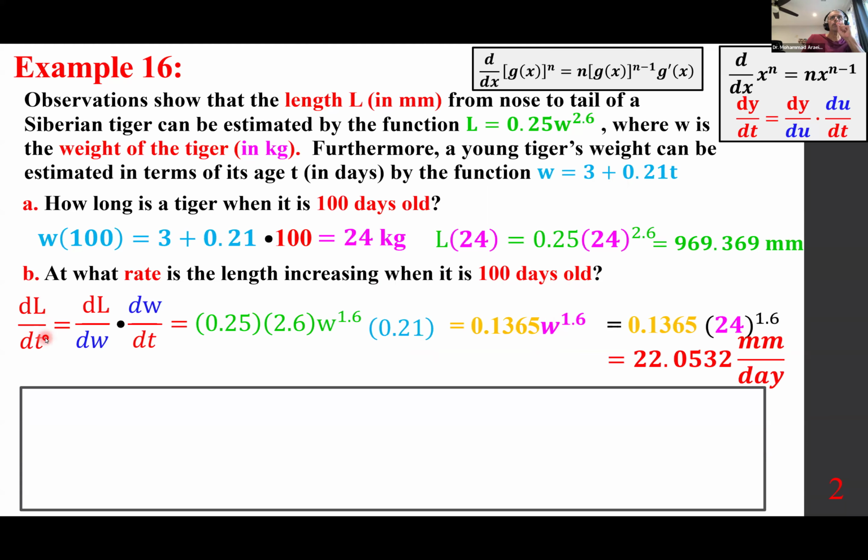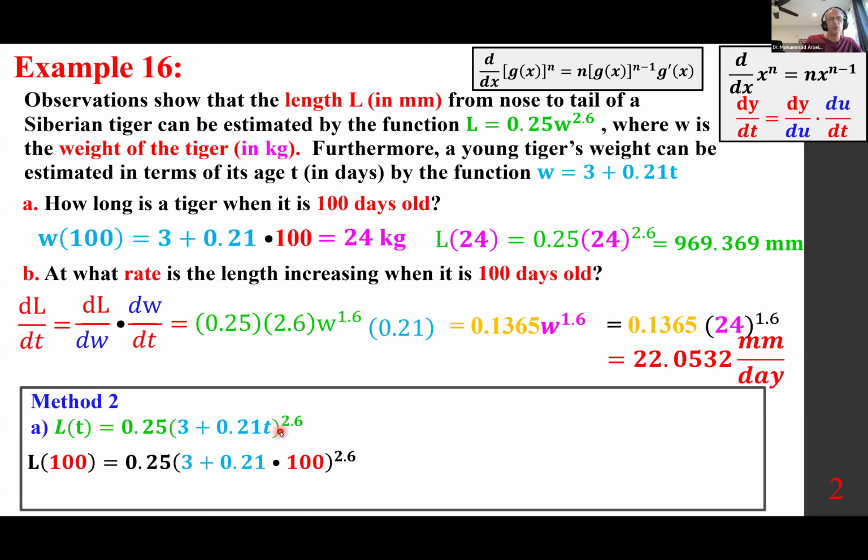The second method is to find the composite function, because the composite function is not too difficult to find. L of t, replace the W, and you get L of t equals 0.25 times (3 plus 0.21t) to the power of 2.6. And for part A, we're going to put 100 for t, and we end up with the same answer as we had here.